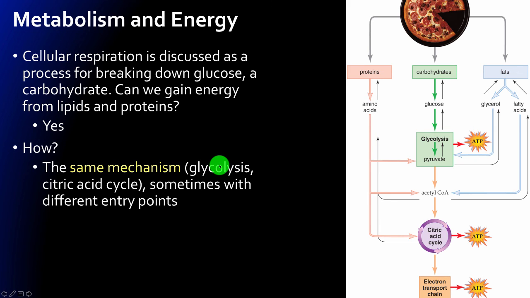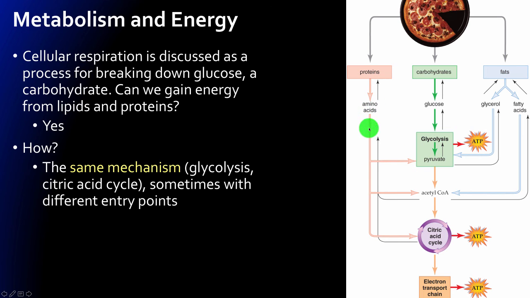And the answer to how is that we use the same mechanism. We use things like glycolysis. We use the citric acid cycle. So we can use those same things to break down different kinds of molecules. And here's a good example. Something like a pizza will have proteins, carbohydrates, and fats. The carbohydrates are broken down into glucose and do just what we've talked about, glycolysis, going to making some acetyl-CoA, going to the citric acid cycle, and electron transport, and we get a lot of ATP.